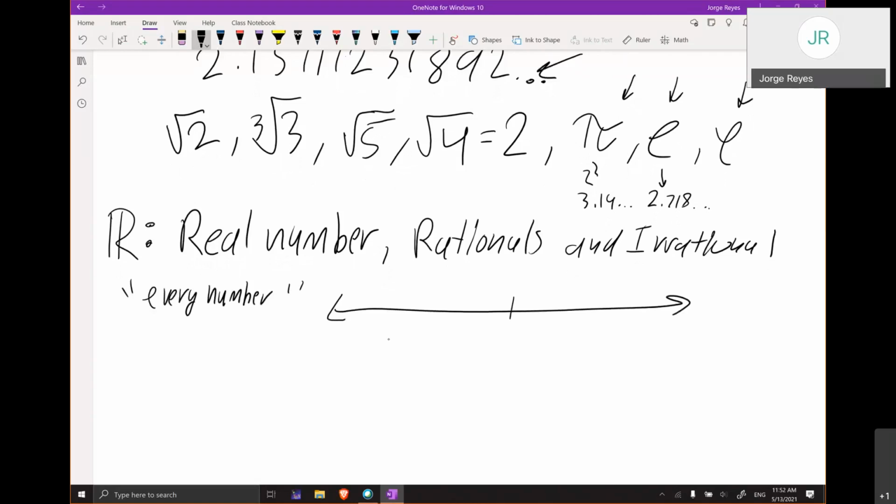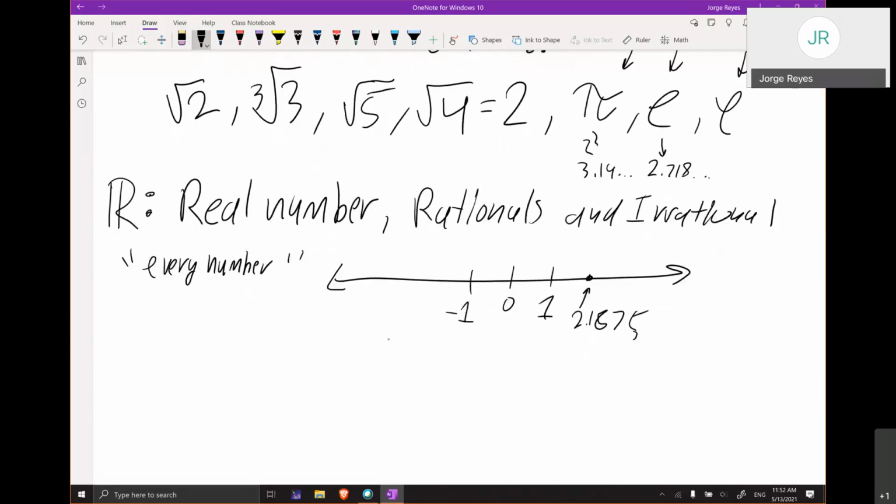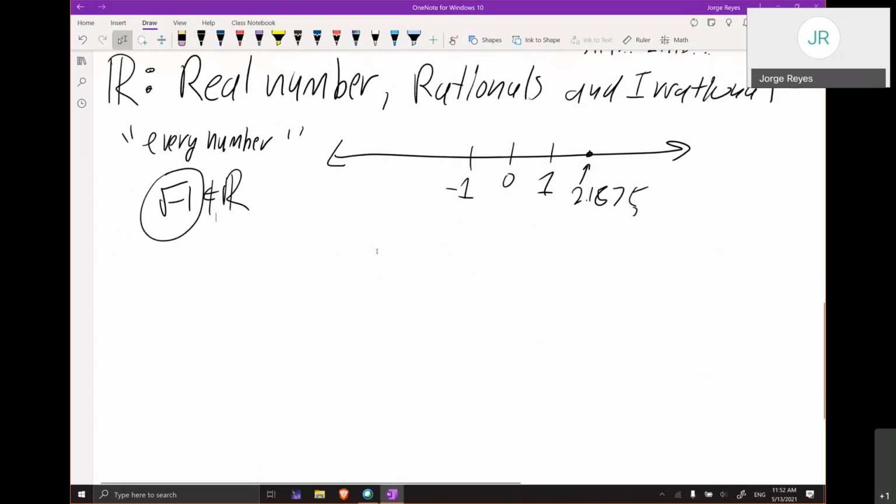So if you just pick randomly, like here, that's a real number. If it's like 2.1875, whatever. The real numbers are pretty much everything you could think of, except this: square root of negative numbers. That's not real, that's complex, and we're going to talk about that way later. But besides this, everything's a real number. So now we're going to move on and talk about properties of real numbers.